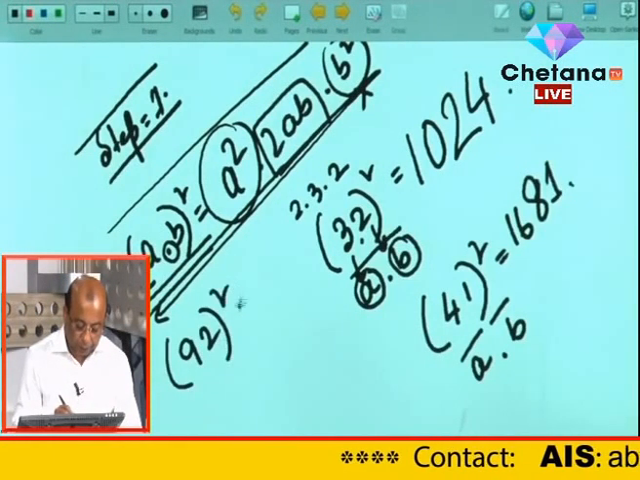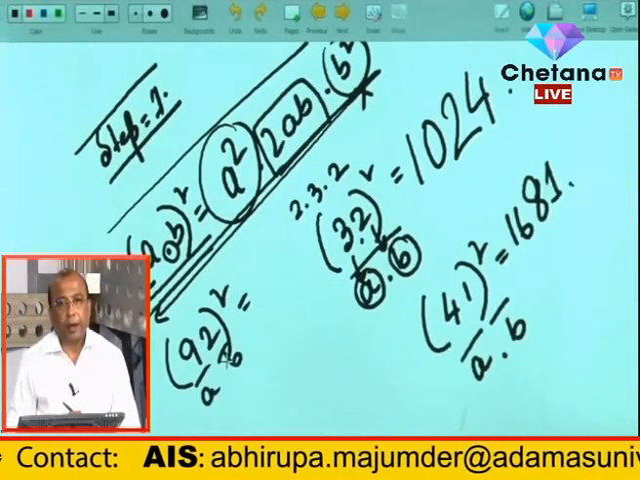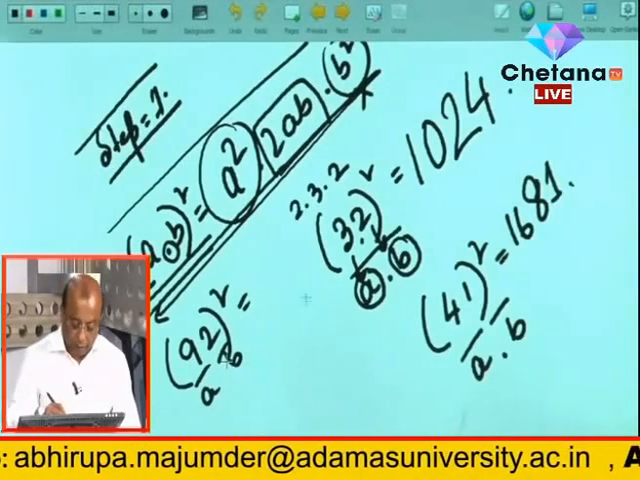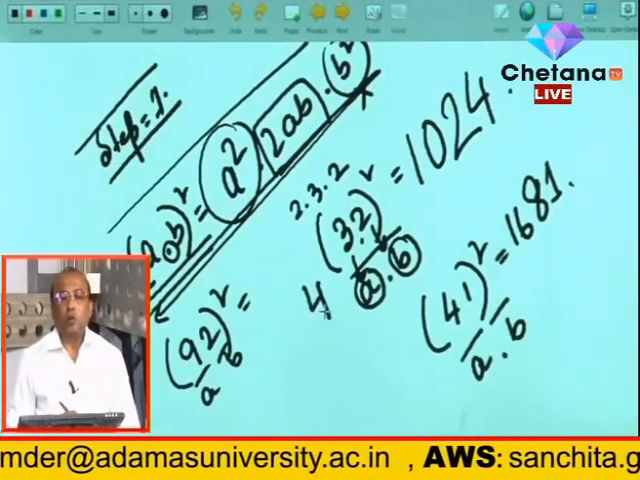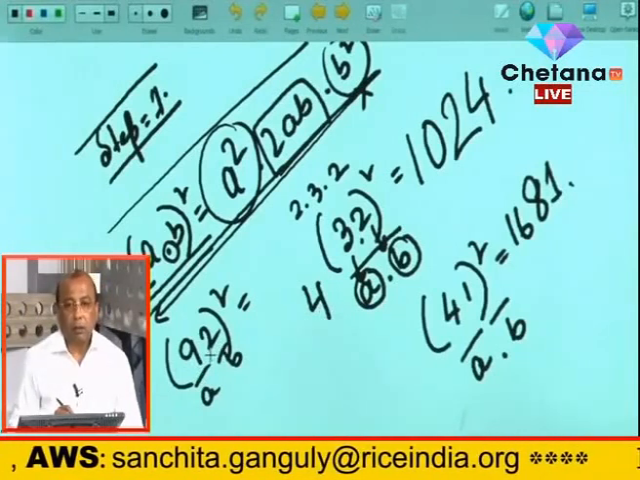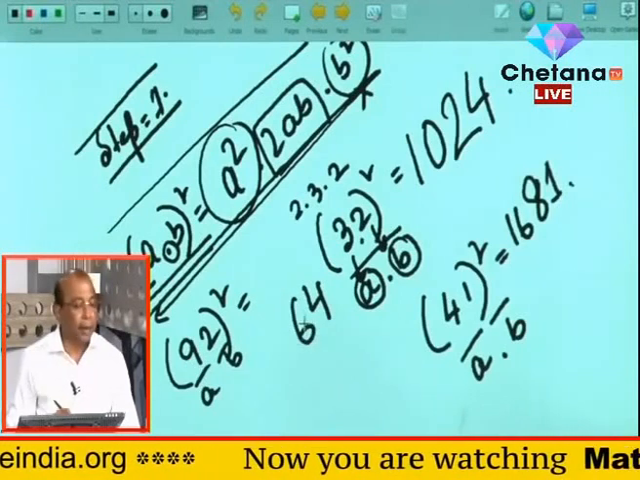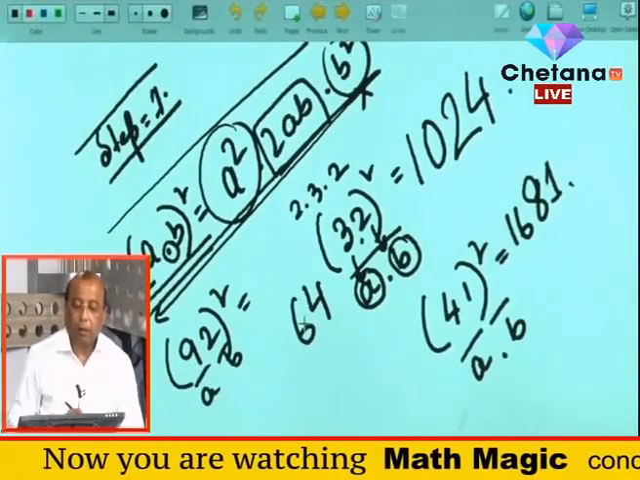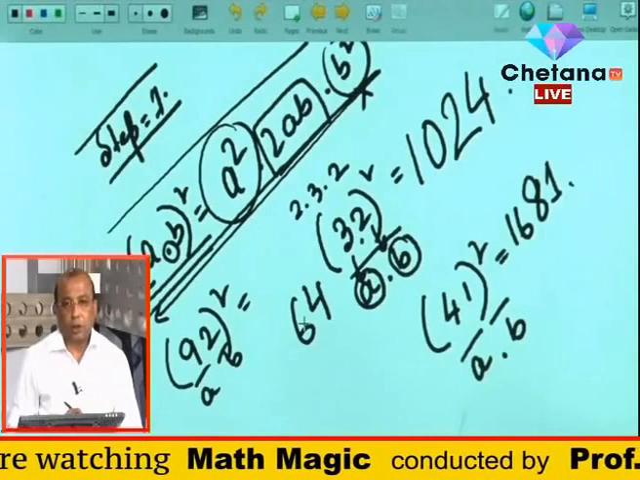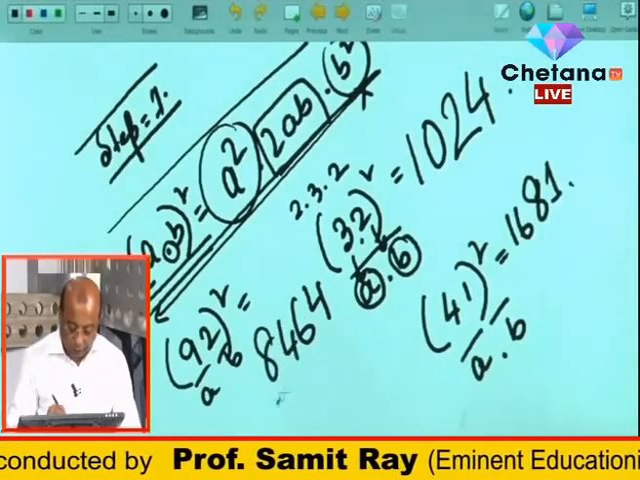92 whole square. This is your A, this is your B. B square, 2 square, that is 4. 2 into A into B, 9 into 2, 18, the double of that 18, 36. 3 in hand. A square, 9 square, 81 plus 3, that is 84. This is the answer.